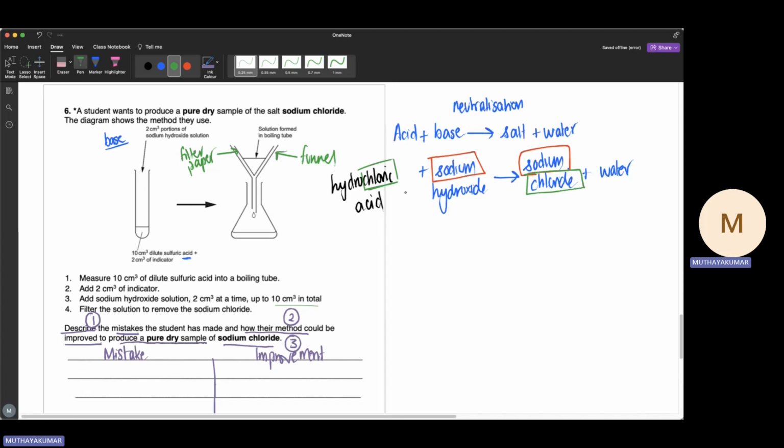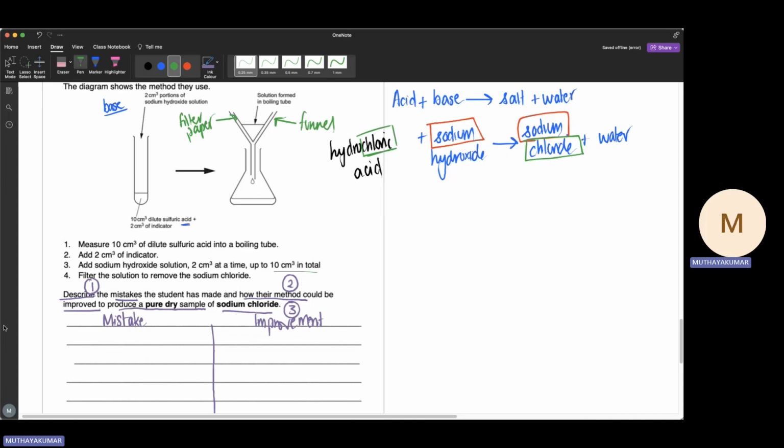So we can already see one of the mistakes that the student made. They started off with sulfuric acid, so an incorrect acid was used. So we can jot that down straight away before we forget. So number 1, incorrect acid used, and the improvement would be to use hydrochloric acid instead. Use HCl, or if you want to write hydrochloric acid.